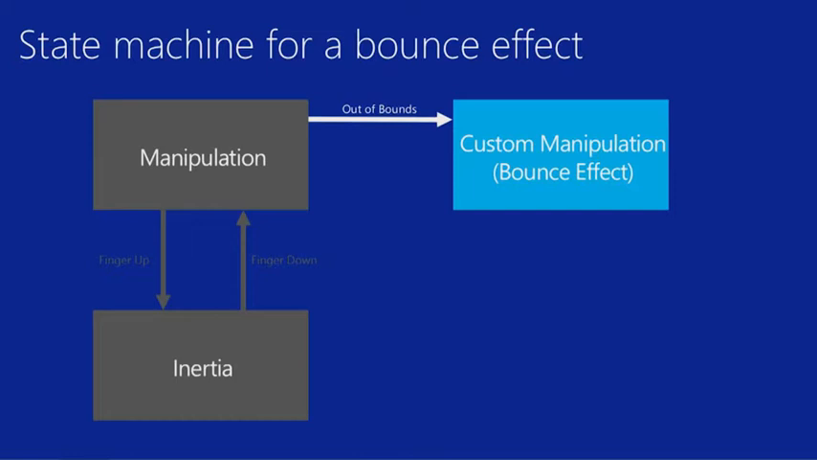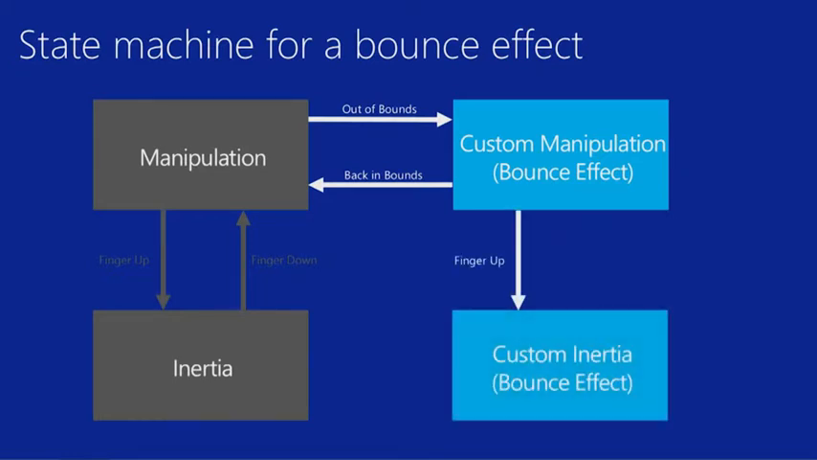Now, once we're into this state, one of two things can happen. The customer could bring their finger back in bounds, in which case we're just going to transition to applying the output of the recognizer directly, or they could lift their finger. And when they lift their finger, we're going to go ahead and trigger an animation to bring them back within bounds.